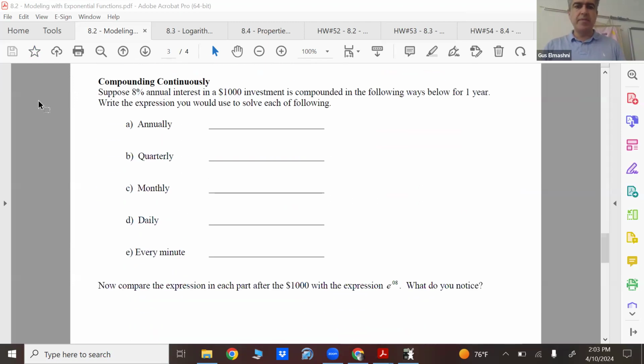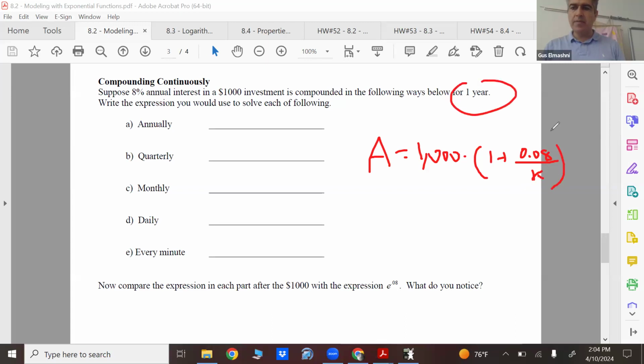Now, continuously, so let's think about it. Here's our formula again. $1,000 times 1 plus the interest rate, which is 8%, over K. And you're doing it only for 1 year, so you just have K up top. Okay. So here K equals 1. Here K equals 4. Here K equals 12.